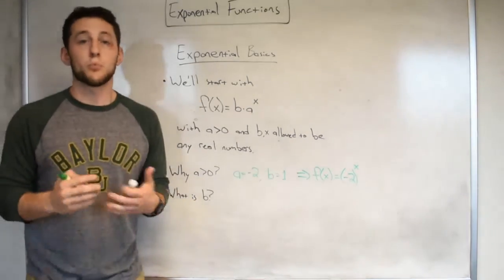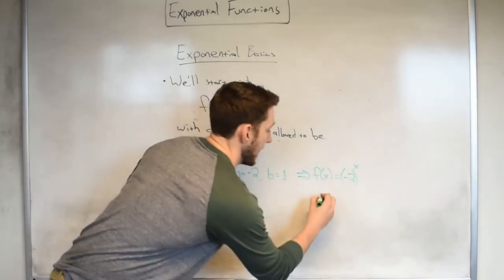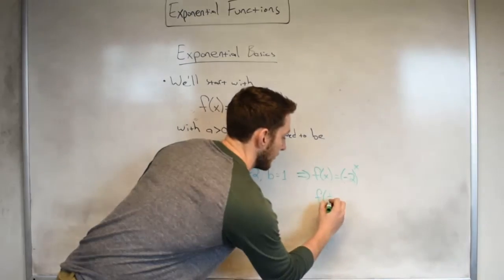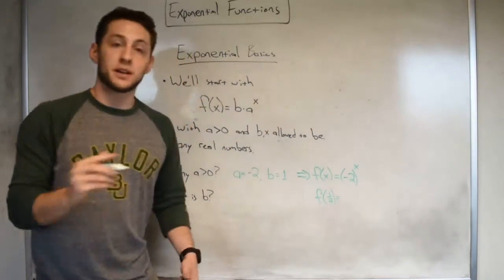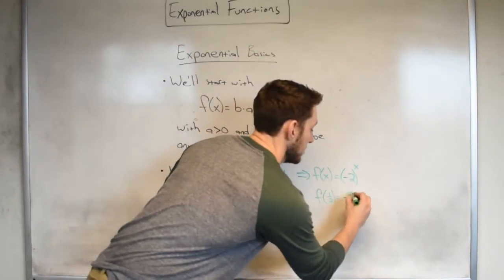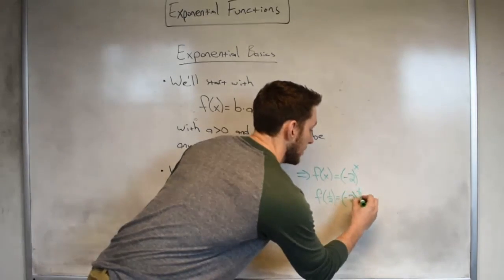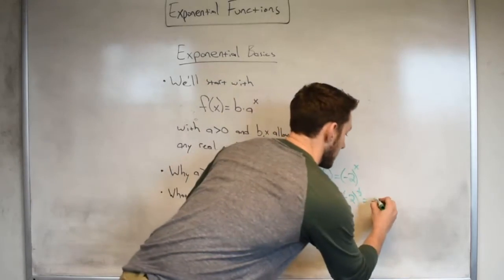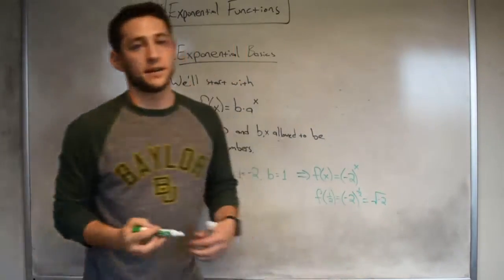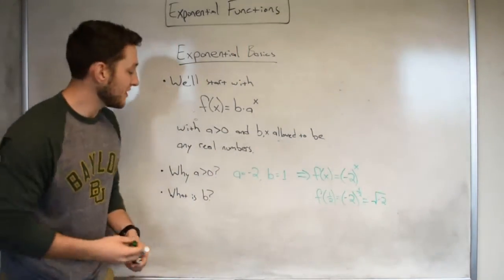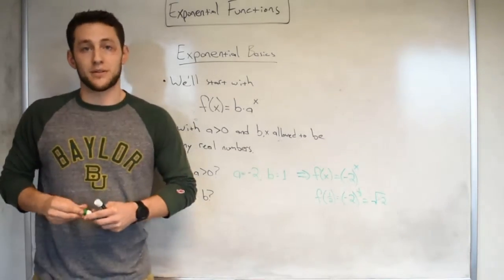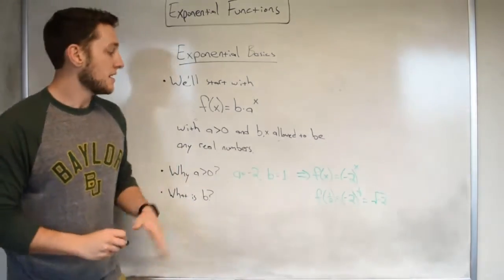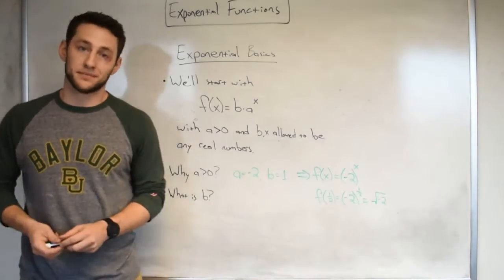This runs us into some domain issues. For instance, I can't evaluate something like f of 1/2, because this would be -2 to the 1/2 power, which we all know, because we're getting good at this, is the square root of -2, an imaginary number. So therefore it's convenient to go ahead and restrict a to be greater than 0 to avoid these types of issues, so we can let x be any real number.